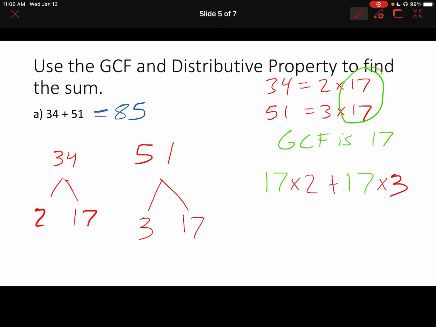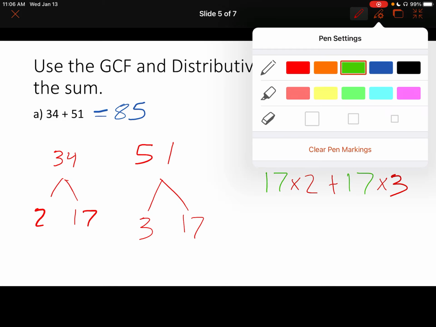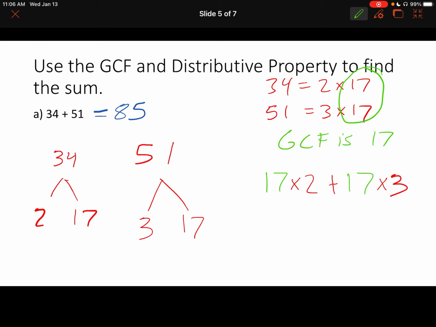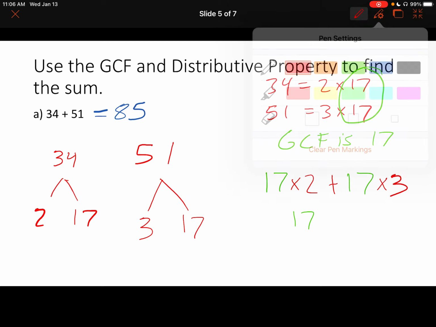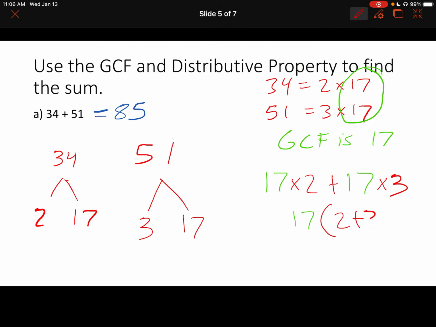You might recognize this as the right side of the equation in the distributive property. So we can use the distributive property in reverse, and we can say, okay, this numerical expression here is equal to 17 times 2 plus 3, right? So we've used the greatest common factor and the distributive property to rewrite the original expression that we were given, the sum of two numbers, in terms of the greatest common factor times the sum of the remaining factors, right?